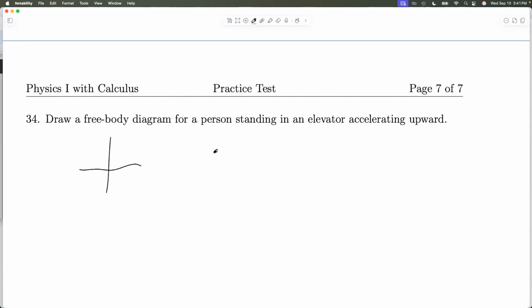If we're accelerating upwards, the sum of the forces in the y direction must be mass times a_y. I'm accelerating up, so a_y points up. That means the net force must be up. That means the vector pointing up here must be bigger than the one pointing down, because this one has to win to give me something left over to make me accelerate up. If I were accelerating down, this one would have been bigger.